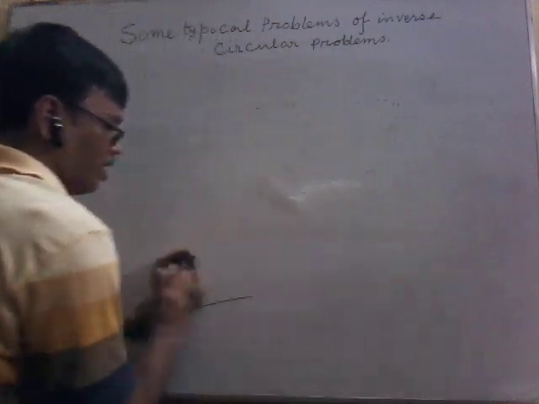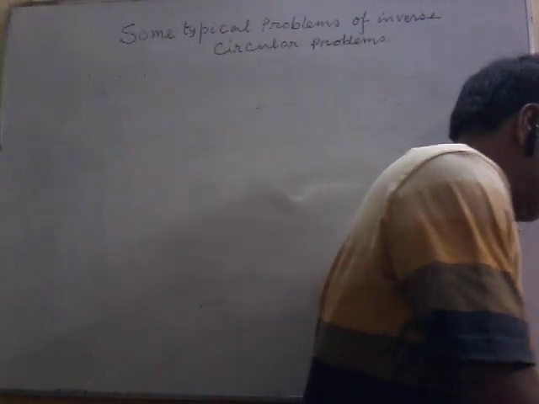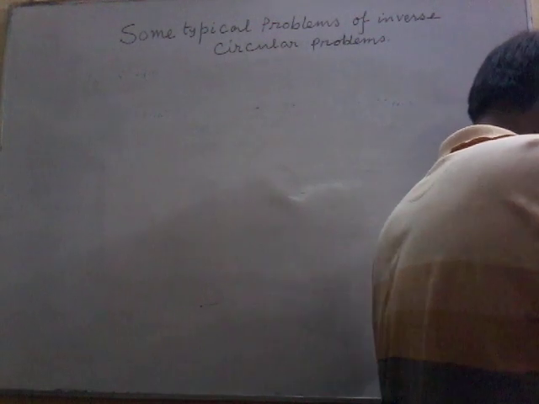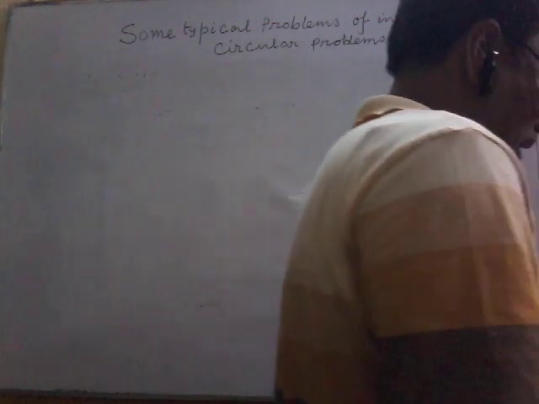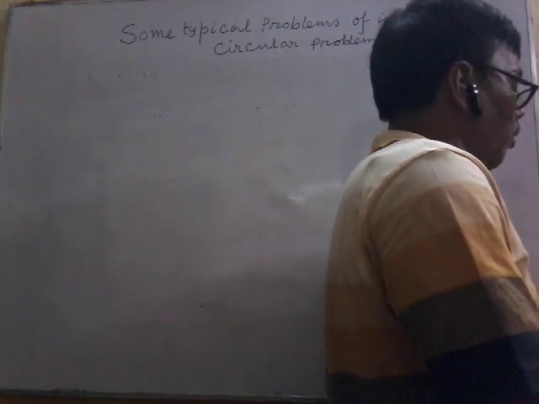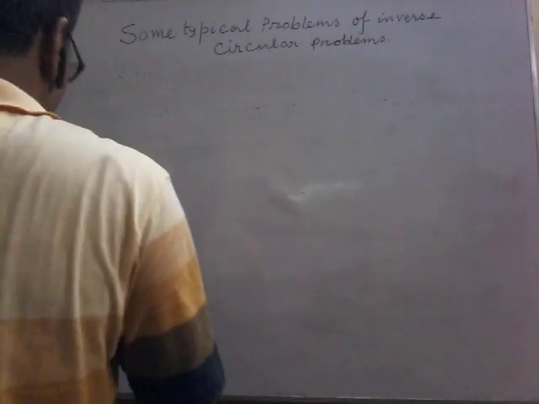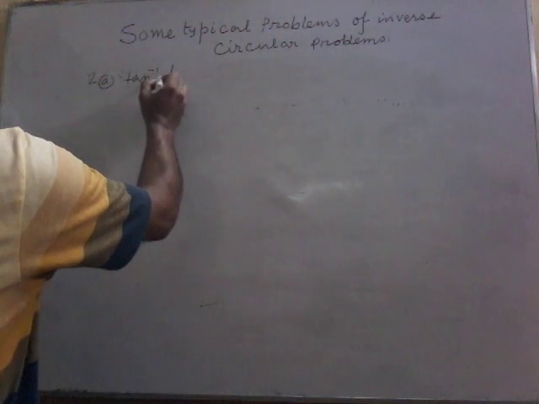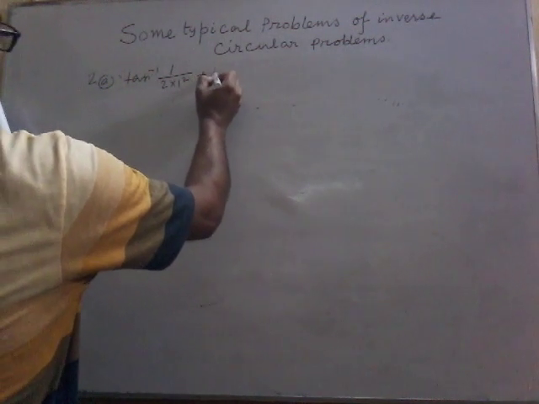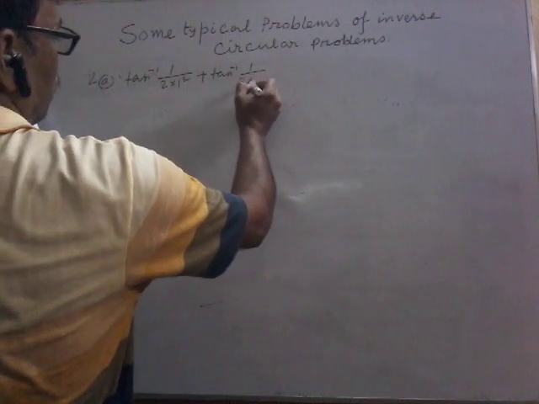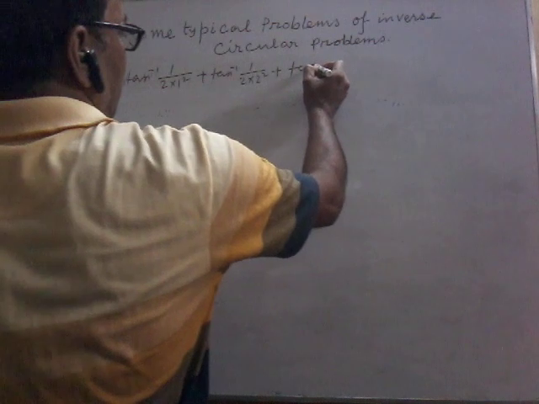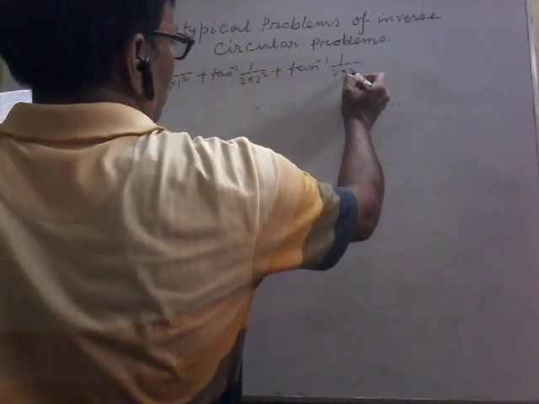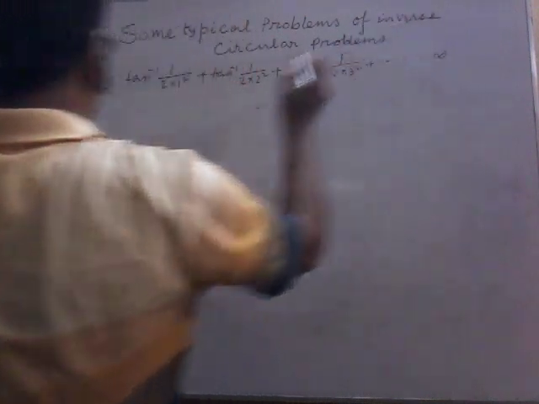So, summation of series. Look, problem number 3. In problem 3, there are 8 problems on the sum of series. So write: A, they are the same type, tan inverse of 1 by 2 into 1 square, tan inverse of 1 by 2 into 2 square, tan inverse of 1 by 2 into 3 square, dot dot infinity.